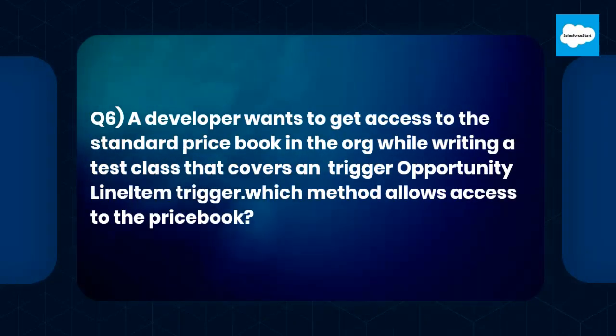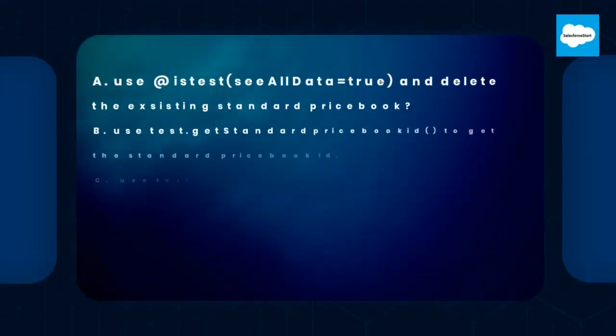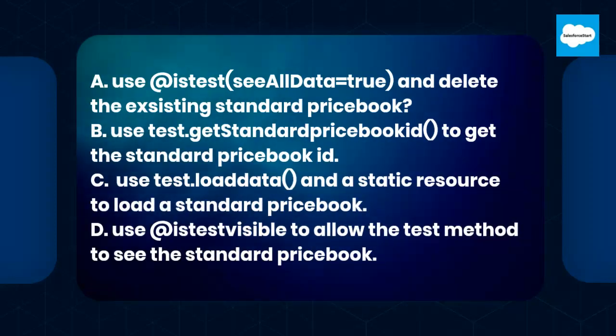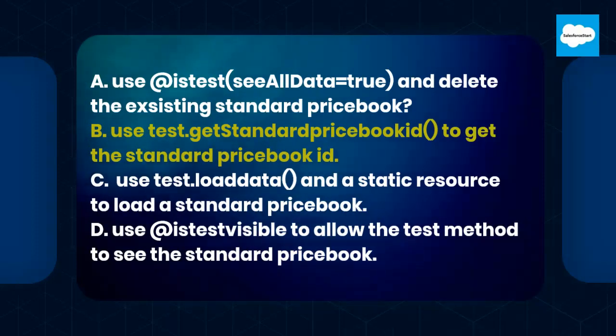Q6. A developer wants to get access to the standard pricebook in the org while writing a test class that covers an OpportunityLineItem trigger. Which method allows access to the pricebook? A. Use @isTest(SeeAllData=true) and delete the existing standard pricebook. B. Use Test.getStandardPricebookId() to get the standard pricebook ID. C. Use Test.loadData and a static resource to load a standard pricebook. D. Use @isTest(IsVisible) to allow the test method to see the standard pricebook. The answer is option B. Use Test.getStandardPricebookId() to get the standard pricebook ID.